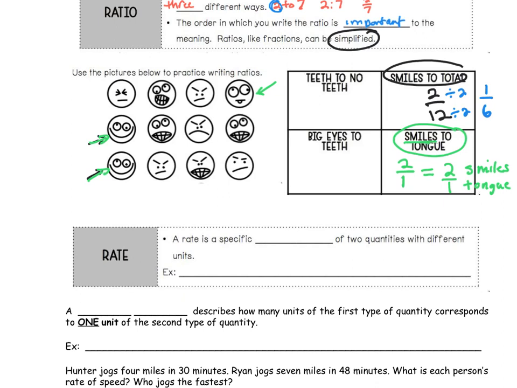So please, at this moment, would you pause the video and would you try working on the first, with teeth to teeth, and then the second, big eyes to teeth. And we're going to assume this little dude doesn't have big eyes because we can't see his eyes.